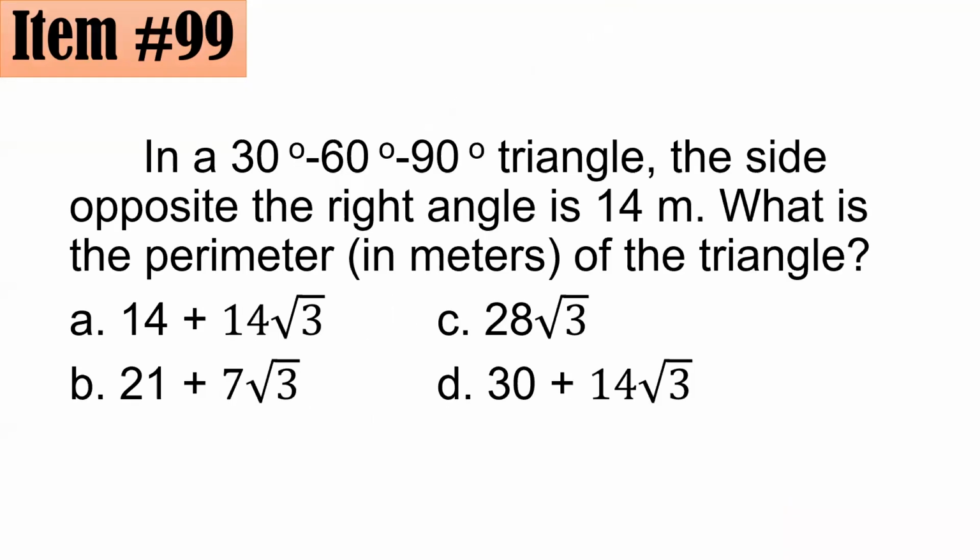99. In a 30, 60, 90 triangle, the side opposite the right angle is 14 meters. What is the perimeter in meters of this triangle? Did you go for A, B, C, or D? Take note, 30, 60, 90 triangle is an example of a special right triangle. Okay, B daw.